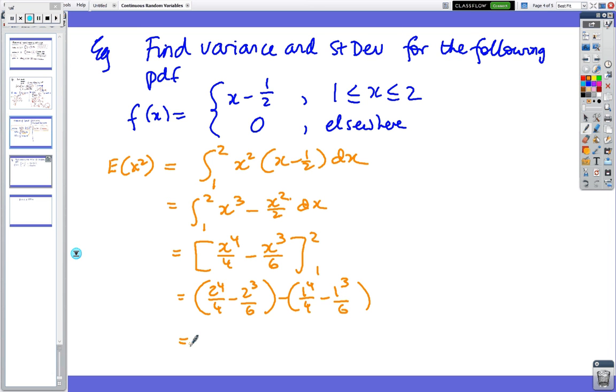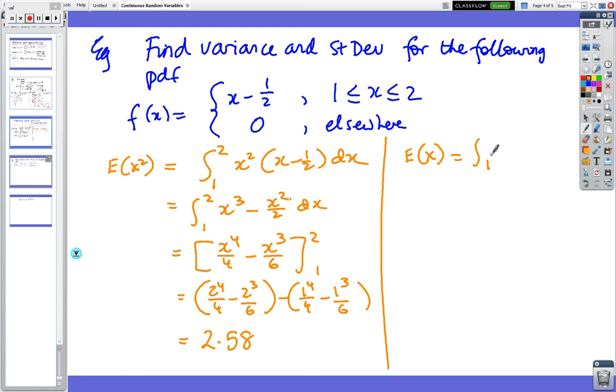I'll get my calculator off my desk. Alright, turn the calculator on. I'm just doing minus 8 divided by 6 minus 1 divided by 4 plus 1 divided by 6. So when I did that, I get a decimal. There's obviously a fraction equivalent, but 2.58 is E(x squared), and now we've got to work out what E(x) is.